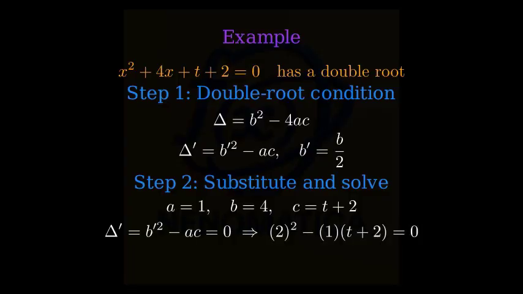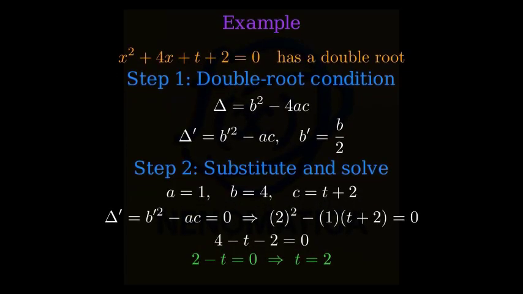2 squared minus 1 times the quantity t plus 2 equals 0. That simplifies to 4 minus t minus 2 equals 0. Combine constants to get 2 minus t equals 0, which gives t equals 2.